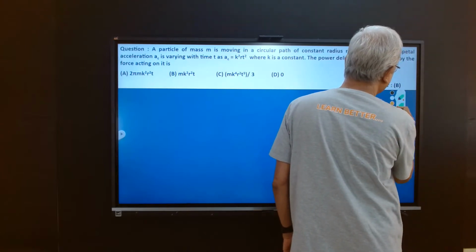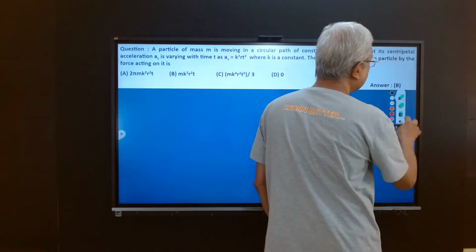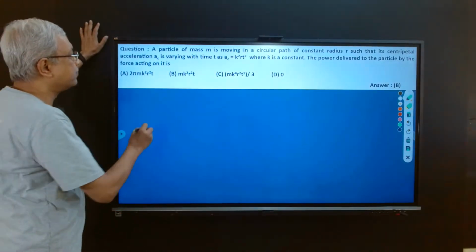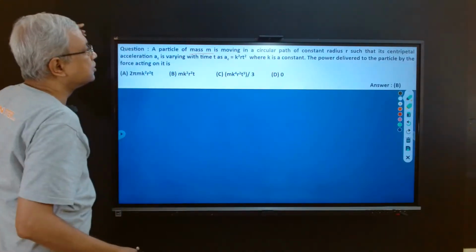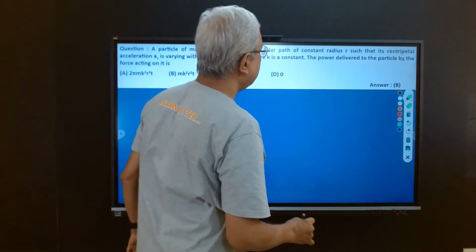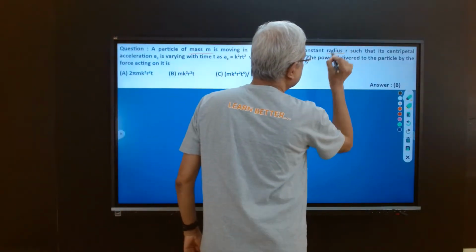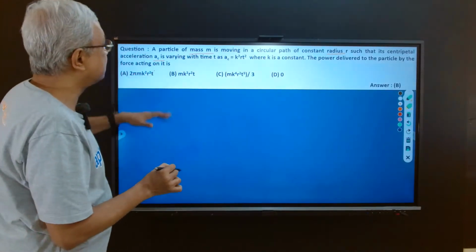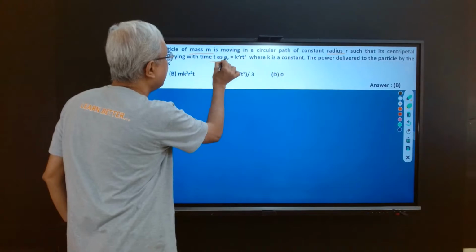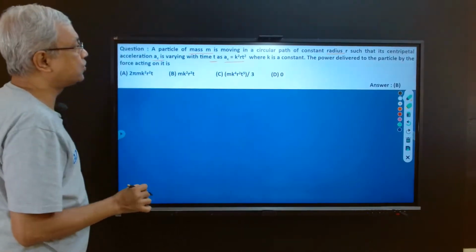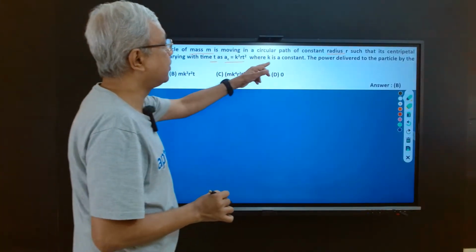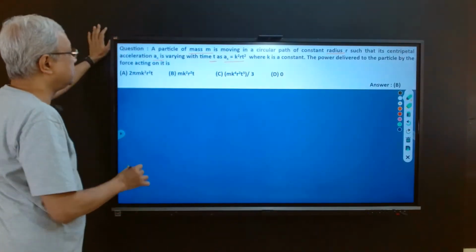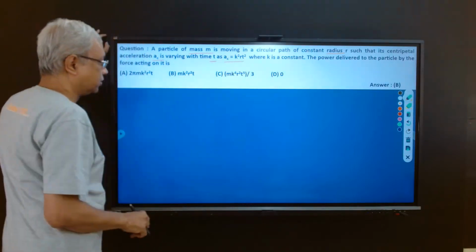Let me take this color. A particle of mass m is moving in a circular path of constant radius r such that its centripetal acceleration AC is varying with time as AC equal to k square r t square, where k is a constant. The power delivered to the particle by the force acting on it is which one out of the four options?